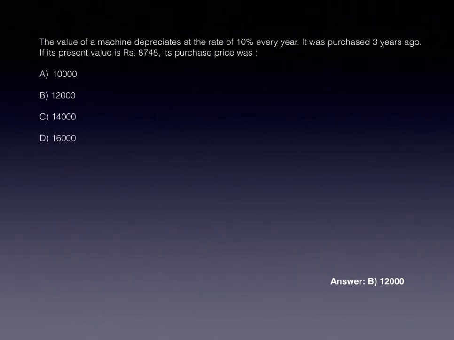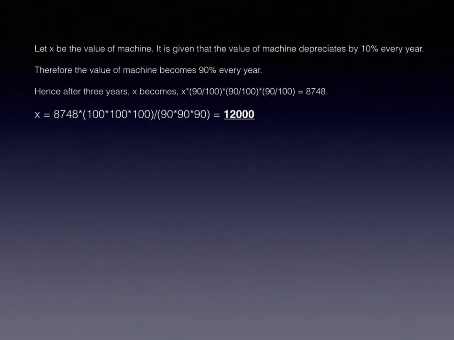The value of a machine depreciates at the rate of 10% every year. It was purchased 3 years ago. If its present value is 8748, its purchase price was. So let X be the value of the machine. Then it is given that the value of the machine depreciates by 10% every year. That is, it is becoming 90%. The value of the machine is becoming 90% of its previous year value.